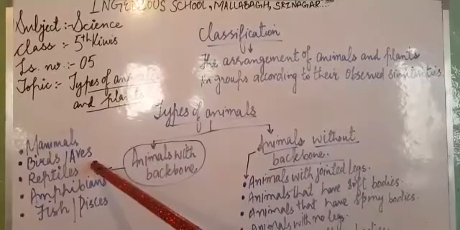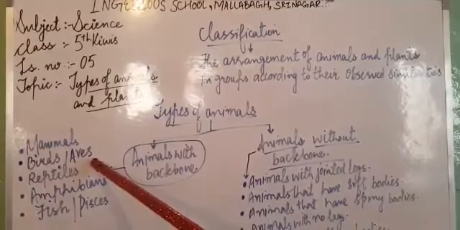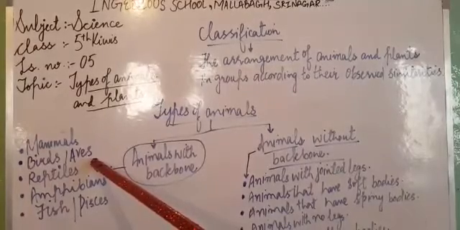Tortoises live on land and have round, stumpy feet. Turtles live in water and have webbed feet.